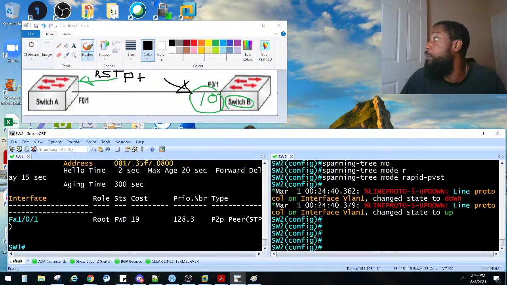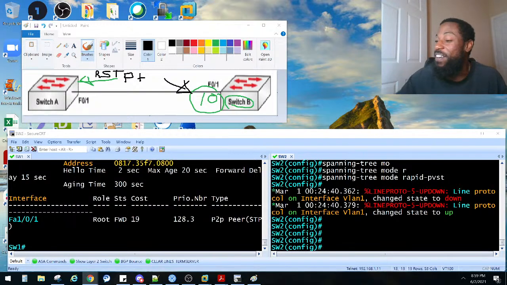Let me pull them up. Let me Google them up real quick. Rapid converges faster. But can you give a little bit more context, man? I'm messing with you, but does it converge faster than per VLAN spanning tree? Let's see. RSTP versus PVST. There we go. I'm pulling it up right now.